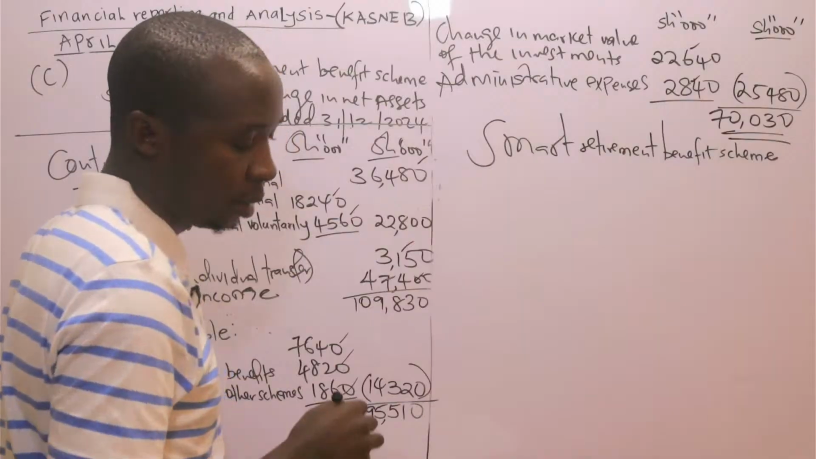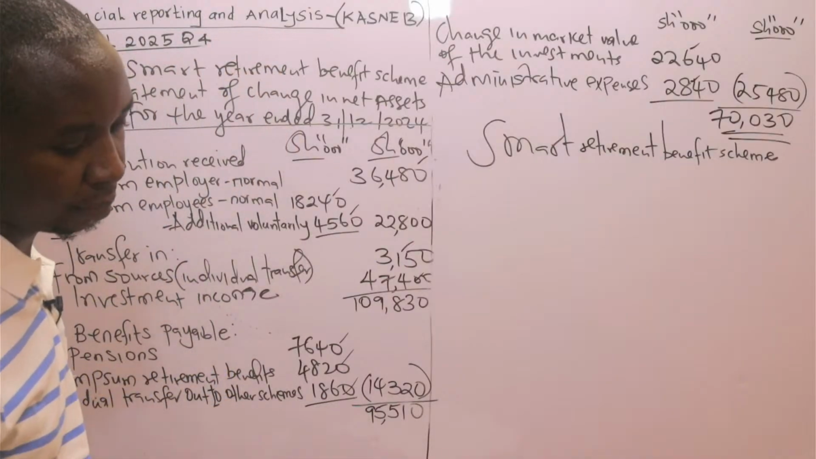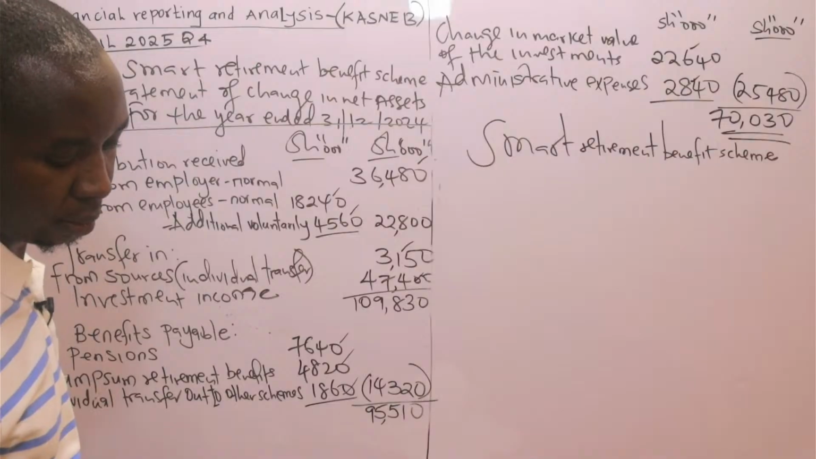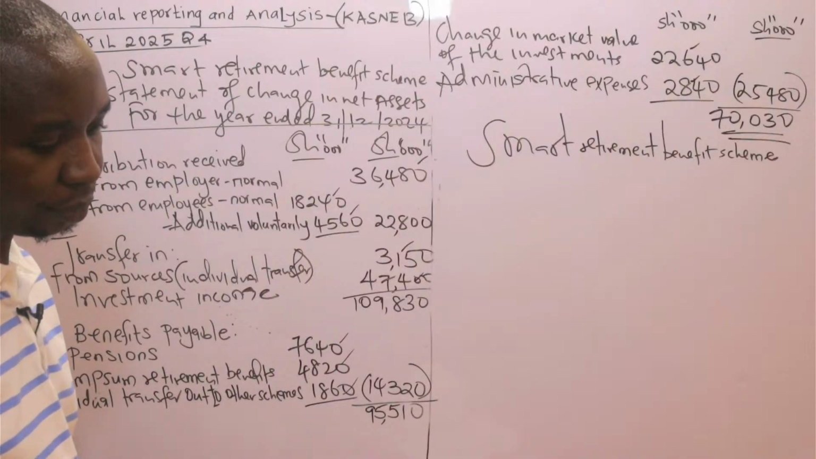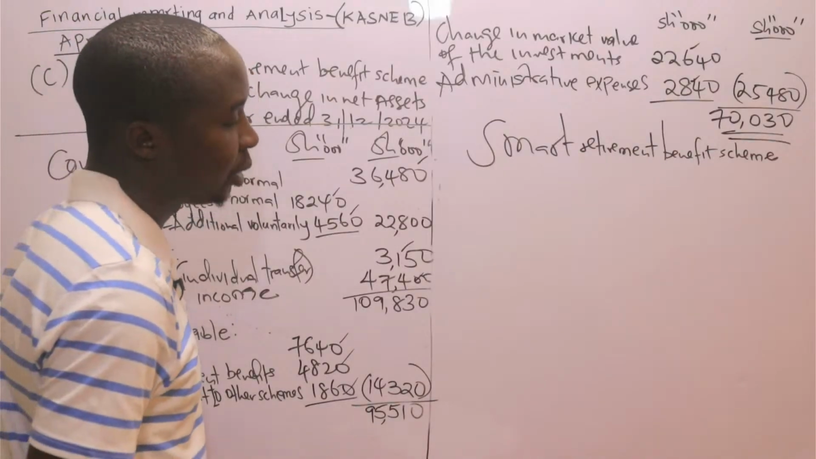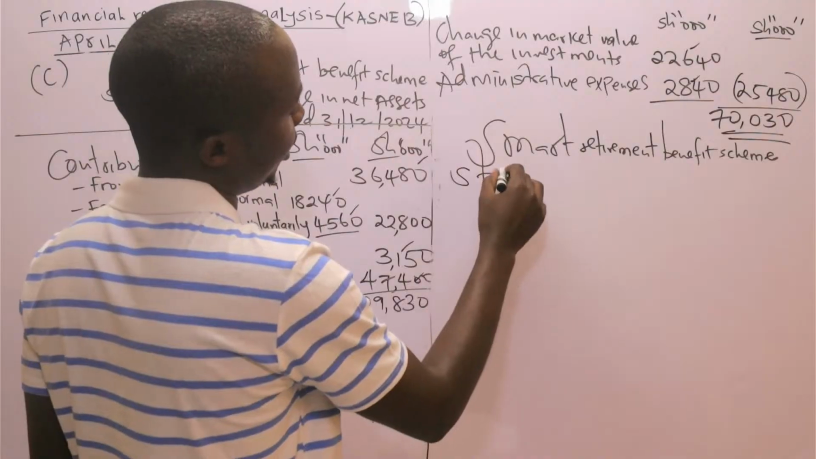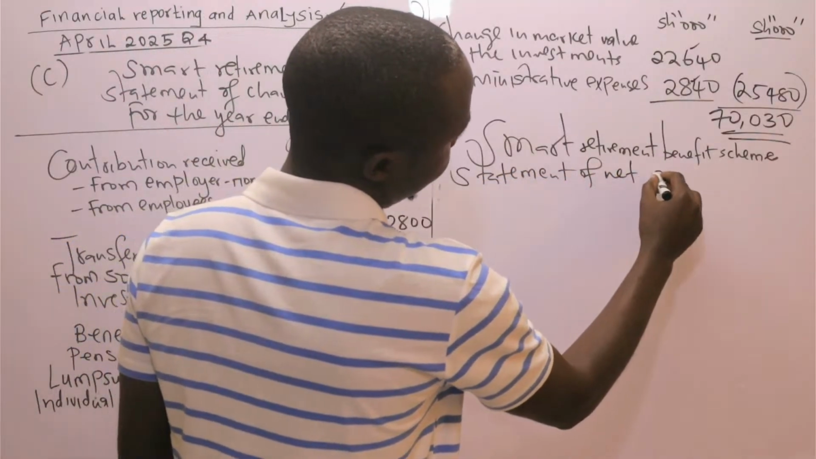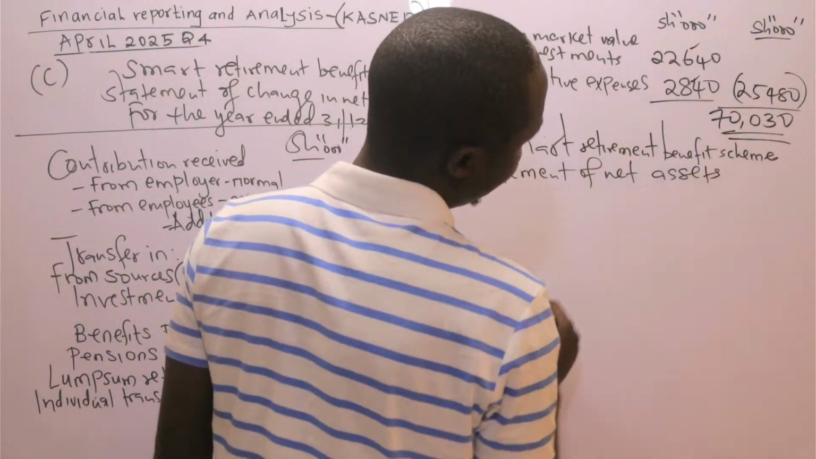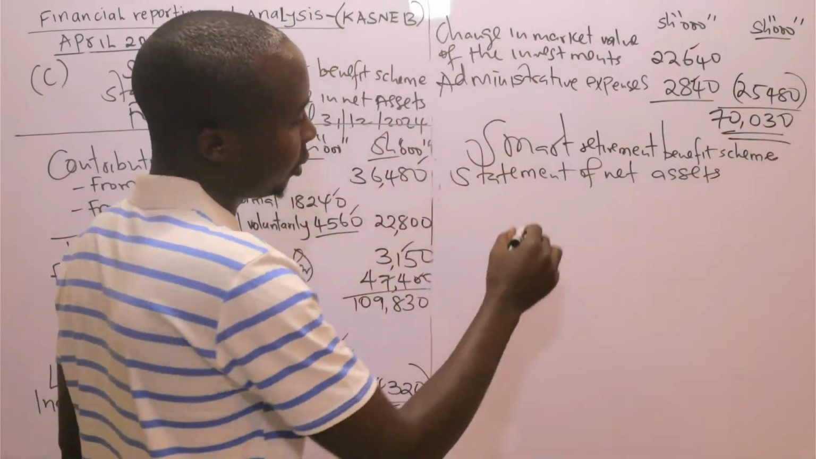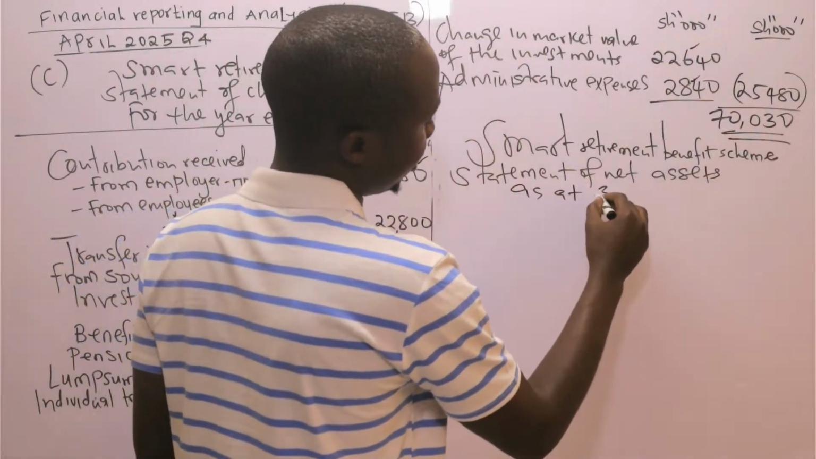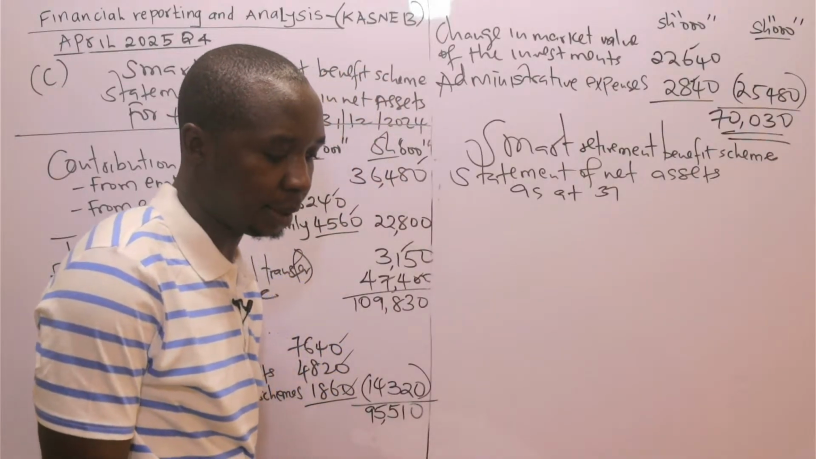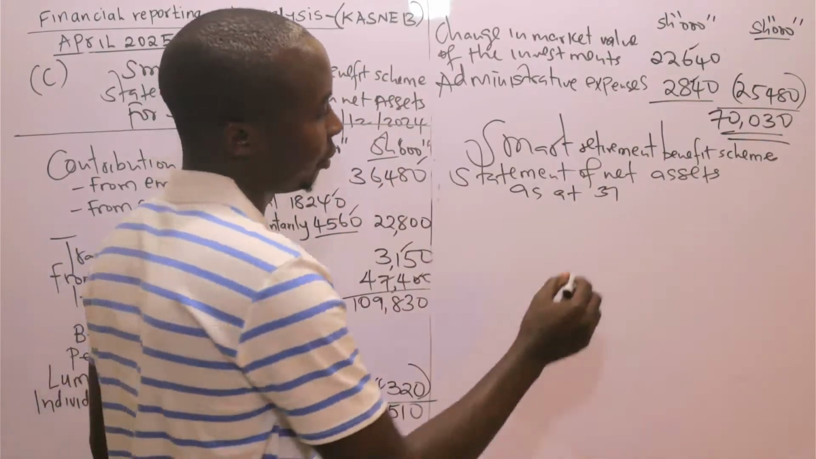So the next thing they need, according to the question, is the statement of net assets. Statement now of net assets. The year is ending on 31st December 2024.